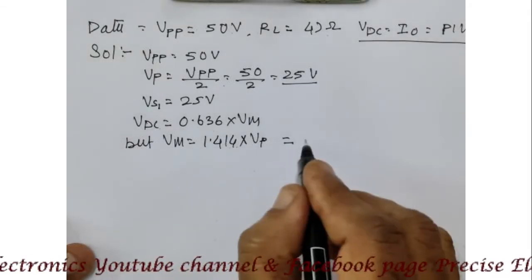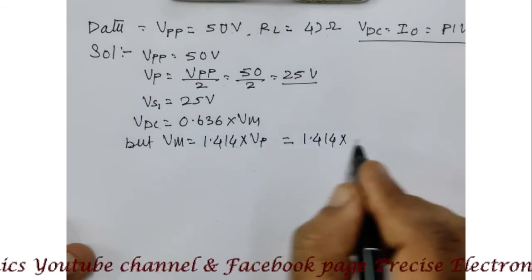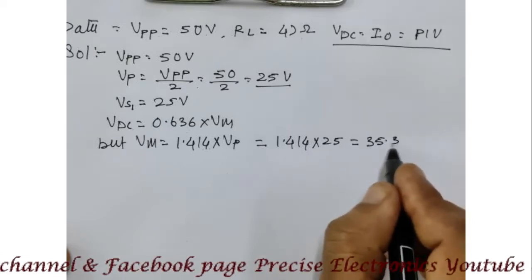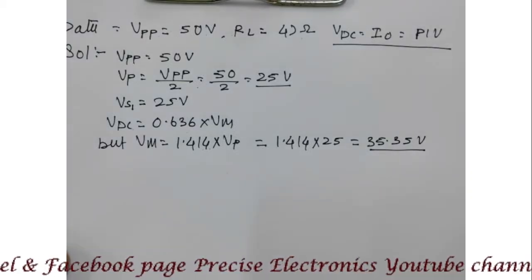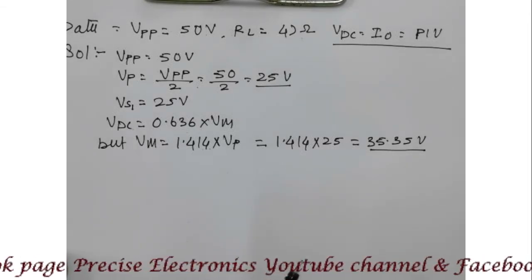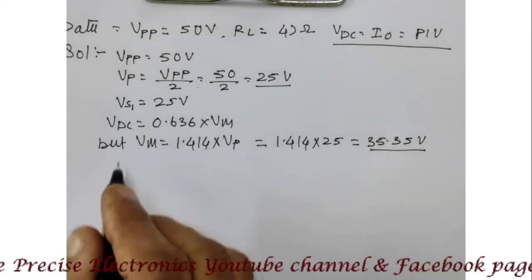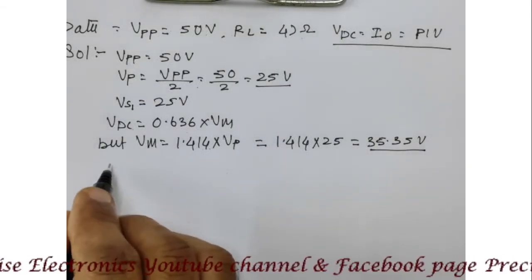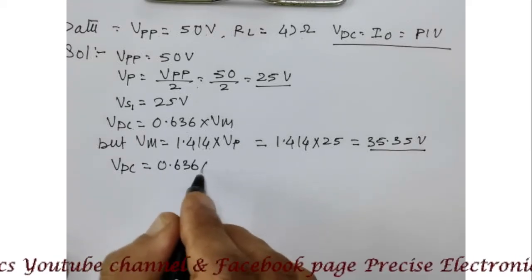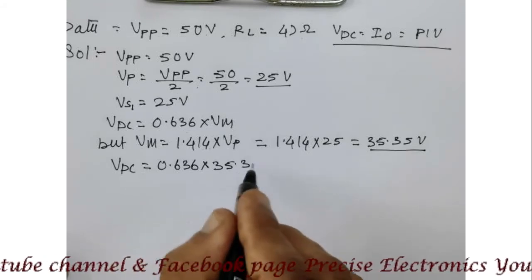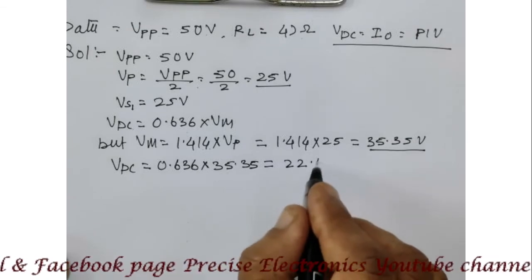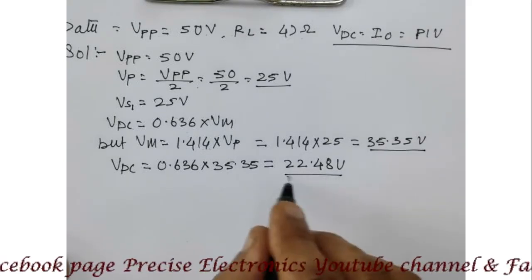So it is equal to 1.414 into 25. So it is 35.35 volt. That is our maximum secondary potential developed across any half of the secondary of the transformer. Now by substituting this value, we get VDC is equal to 0.636 into 35.35. So it is 22.48 volt. That is our first answer, VDC.